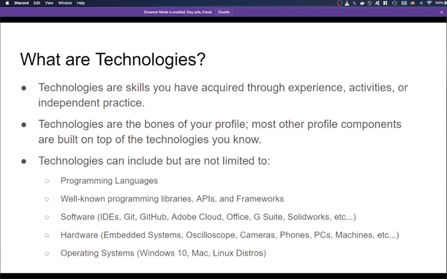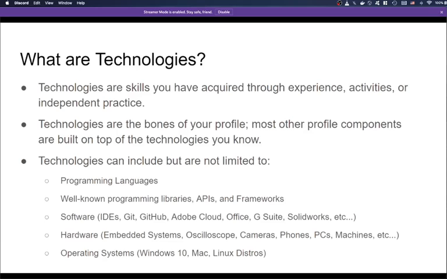And for projects, you're showing off your technologies, and certifications are just proof that you have a technology. So technologies are at the base of all of the other 5 profile components. So let's start by defining technologies first of all, which we did on the last slide, but let's go over it again. Technologies are skills that you've acquired through experience, activities, or independent practice. And as I just stated, technologies are really the bones of your profile. Everything is built on top of these technologies.